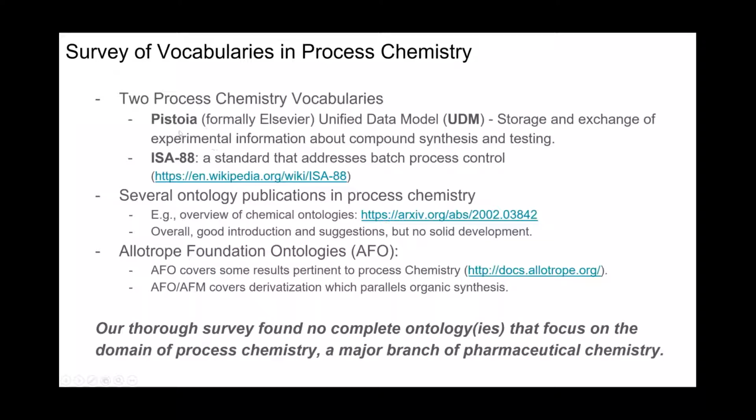So one is the Pistoia, formerly Elsevier. They have the unified data models. And then we have ISA ATA. So they are dealing with different parts of the process chemistry. They provide the vocabularies. And then we have the Allotrope Foundation Ontology, so AFO.